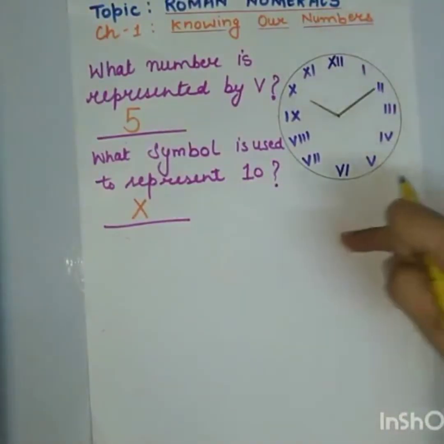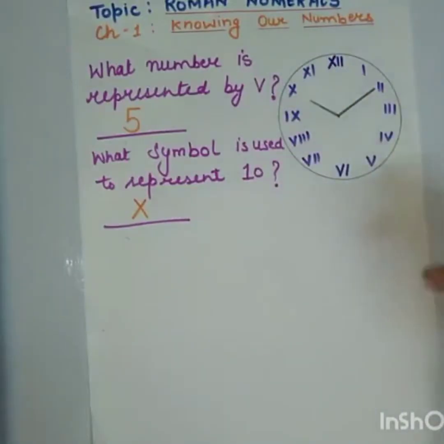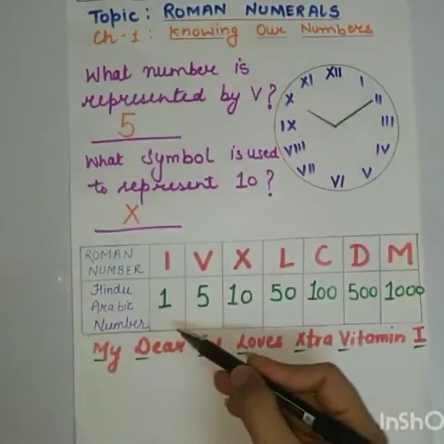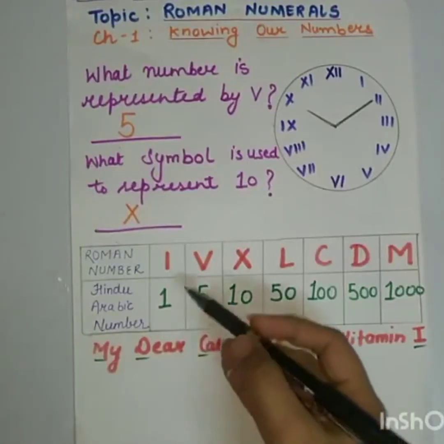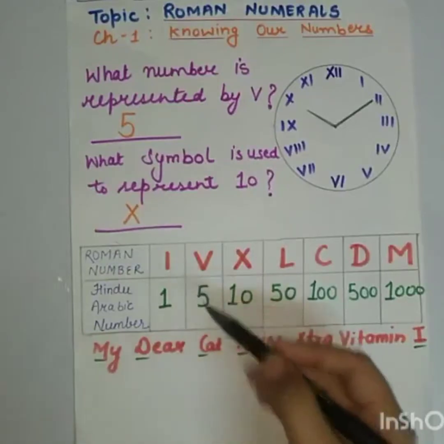These symbols are called Roman numerals. There are 7 basic symbols to represent different numerals. These are as follows. For Hindu Arabic number 1, the letter used is I or a small vertical line.